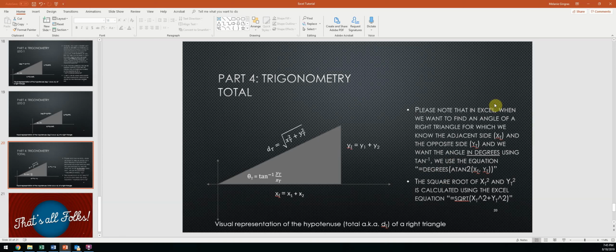So please note that in Excel, when we want to find an angle of a right triangle for which we know the adjacent side and the opposite side, xt and yt, and we want the angle in degrees using inverse tangent, we use this equation: equals degrees atan2 xt comma yt. I realize that this bit is a little bit counterintuitive because when you look at the equation, it looks like y should be first, but Excel automatically prompts you to put in your x number, then your y number. So that at least makes it a little bit more straightforward.